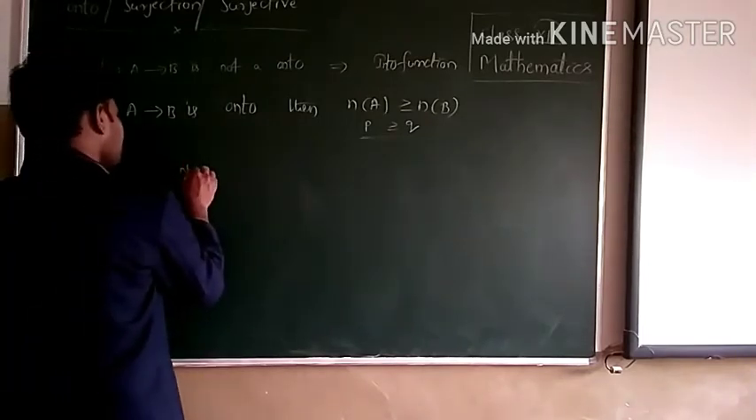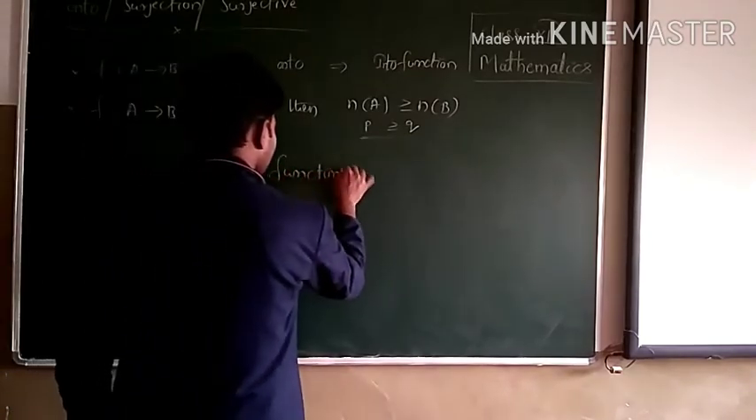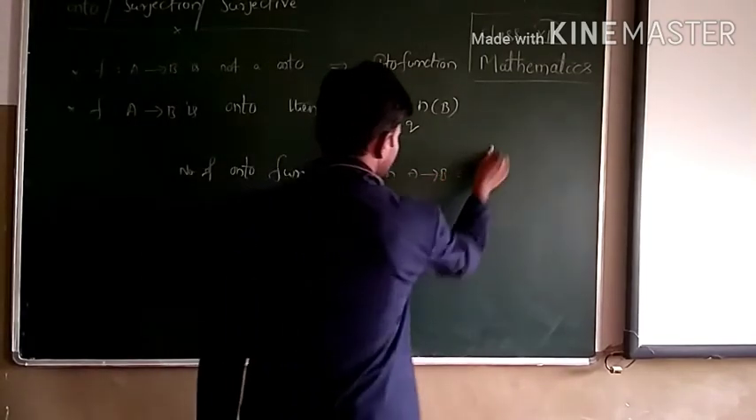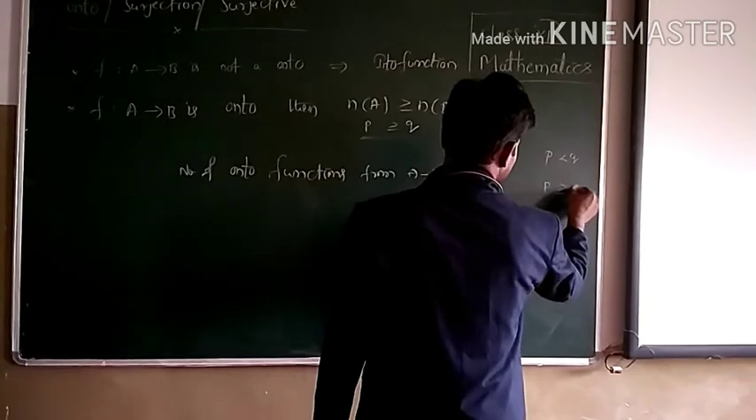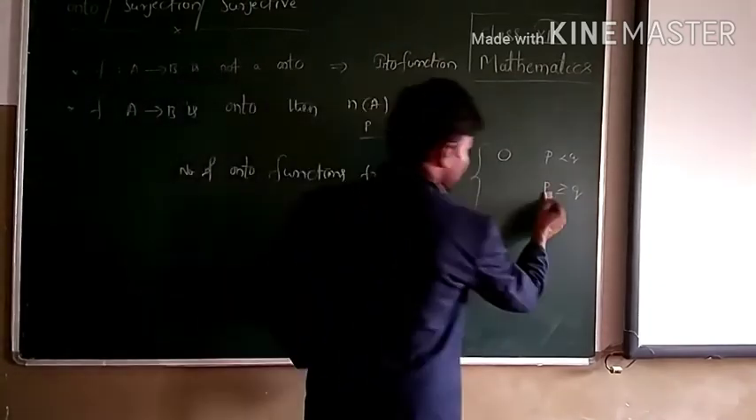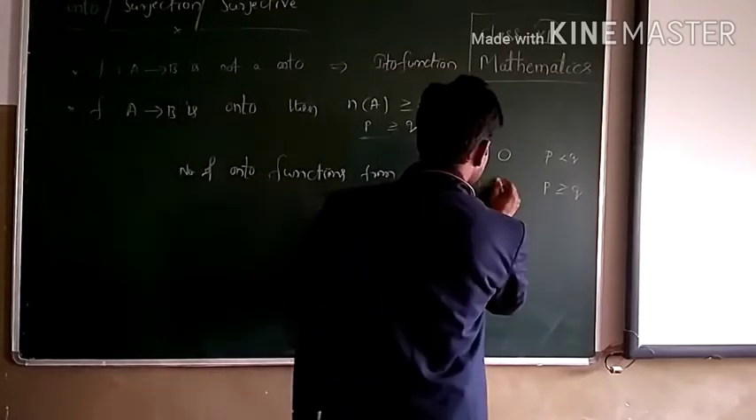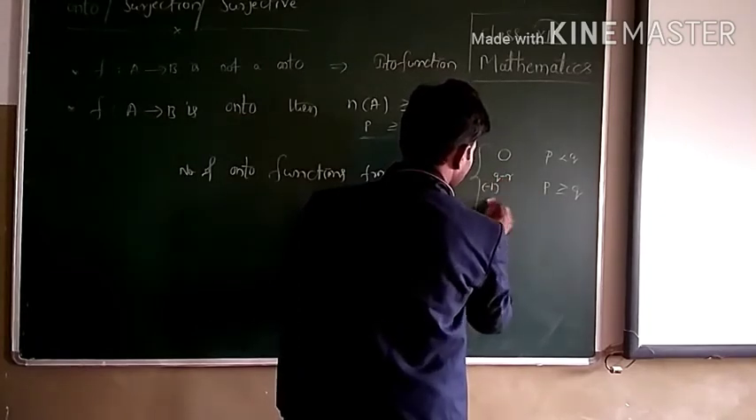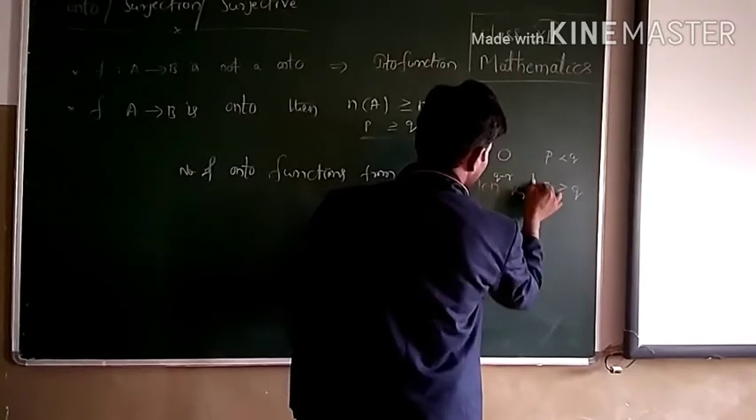So the number of onto functions from A to B is equal to, here we have two conditions: p is less than q and p is greater than or equal to q. If p is less than q, the number of onto functions is 0. If p is greater than or equal to q, the number of onto functions from A to B is the summation of (-1) to the power q minus r, qC r, r power p.